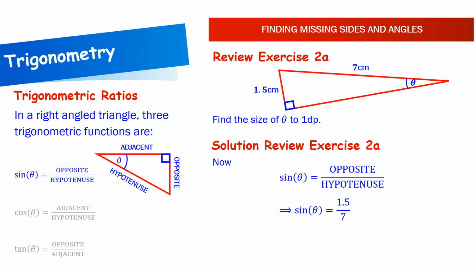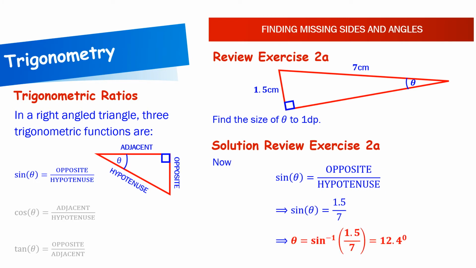And substituting in the values, we have sin theta equals opposite, which is 1.5, over 7, which is the hypotenuse. And therefore, when we inverse sine, we obtain theta equals sine inverse of 1.5 over 7, which implies that theta is equal to 12.4 degrees.